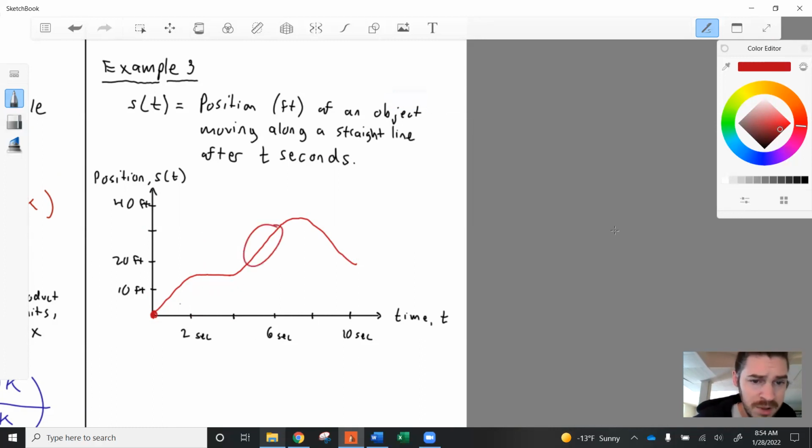When we have segments of the graph where it is going upwards, when as you look at it from left to right it's increasing, that's when the object is moving in the forwards direction, which is the positive direction along our line. But sections of the graph where it's decreasing, that's when the object is moving backwards, in the negative direction along the line. Okay, so you see we went up to almost 40 feet and then we came back to about 20 feet. So that's how you can interpret a position graph.